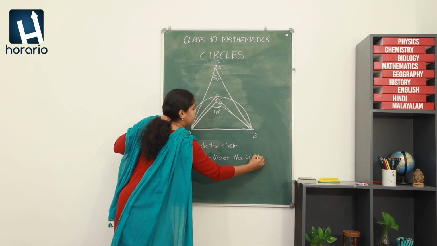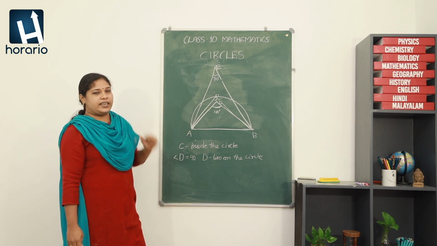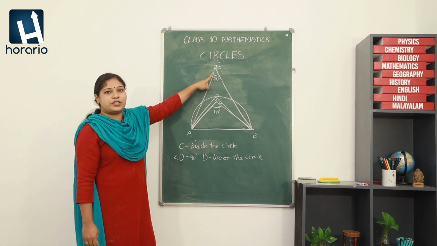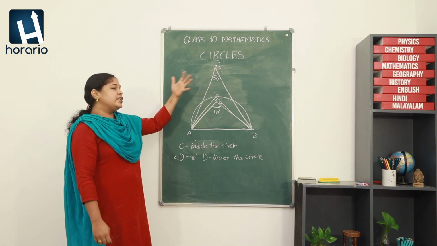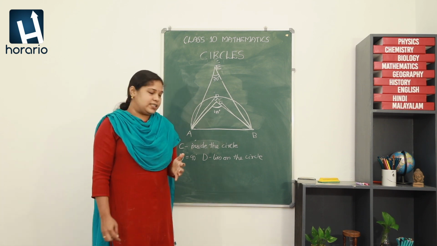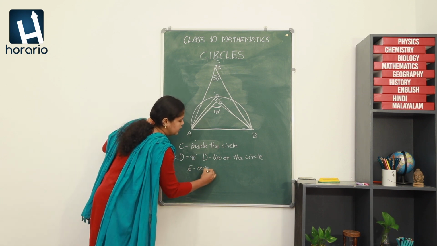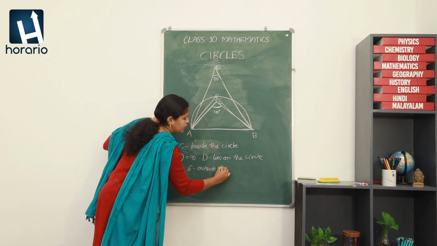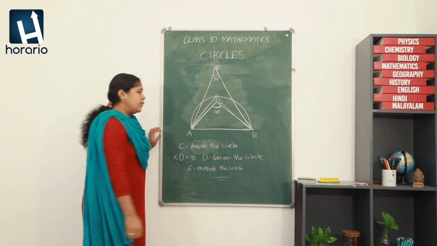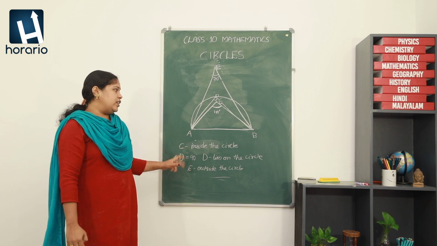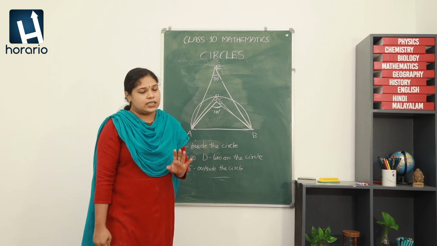Now, can you guess where E lies? Obviously E will lie outside the circle because the angle measure is less than 90 degree. So, E lies outside the circle. So, this is a very important question: how to check whether the point lies inside, outside, or on the circle.